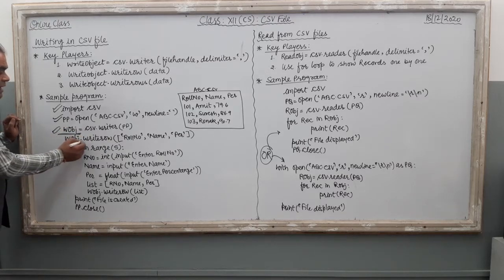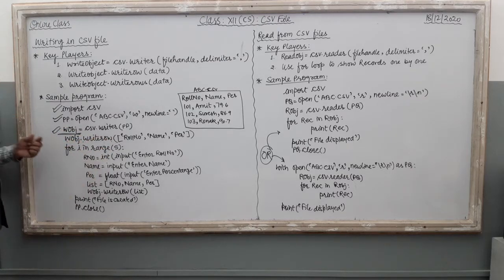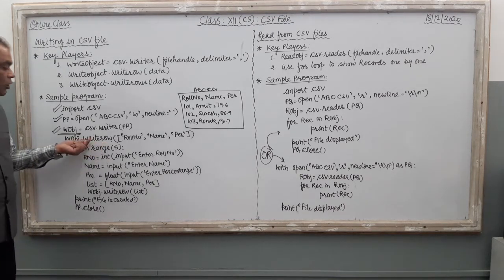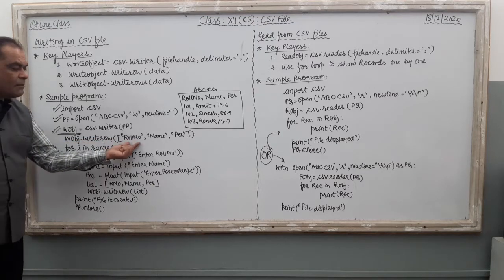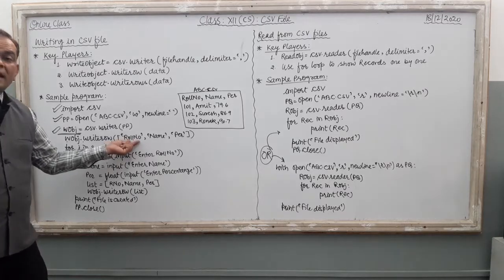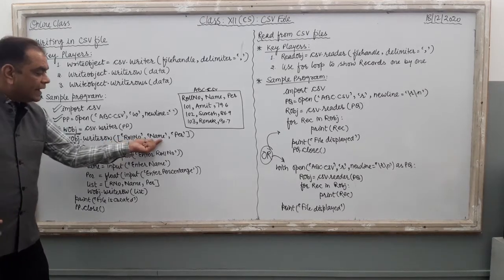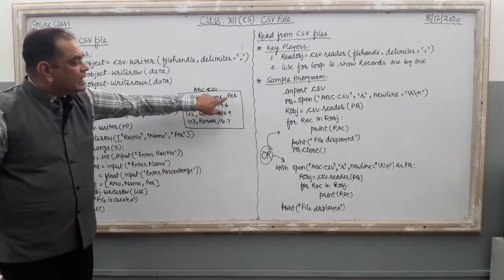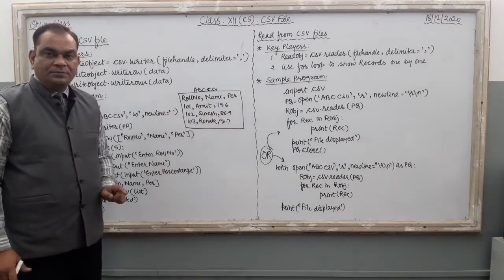Then writer object dot writerow. This is my command to write something in the CSV file, in the writer object of the CSV file, dot writerow, and then I am going to put the heading of the data in list format. Roll number, name, PER. It is my very first line, so it looks like this inside the file. Roll number, name, PER. Right?